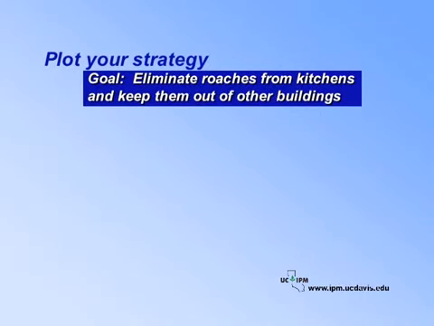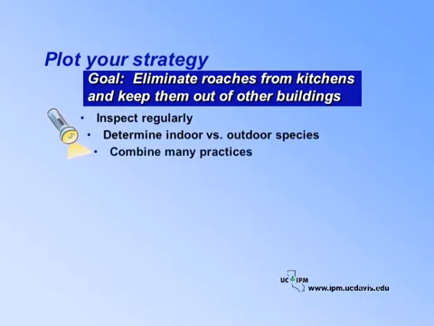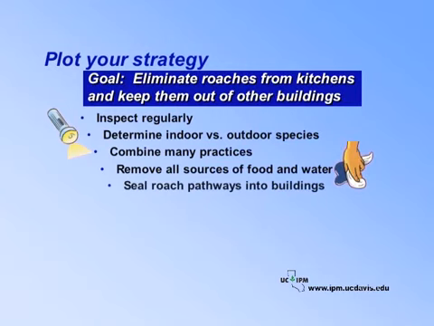The goal of cockroach management in schools is to eliminate them completely from kitchens and to keep them out of other buildings. Inspect regularly to detect roaches as soon as they arrive. Determine if your roaches are indoor or outdoor species, and choose appropriate management practices. Combine many practices to prevent roaches and correct problems. Remove all sources of food and water, and seal roach pathways into buildings. Be sure to remove places where roaches like to hide, because roaches can't remain where they have no shelter.